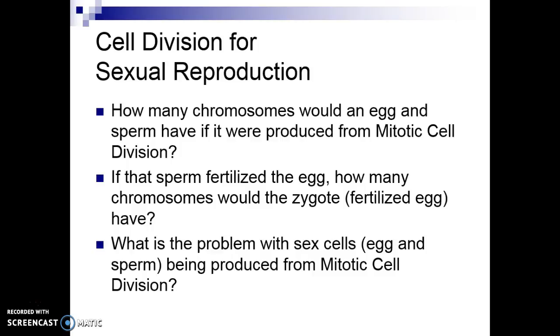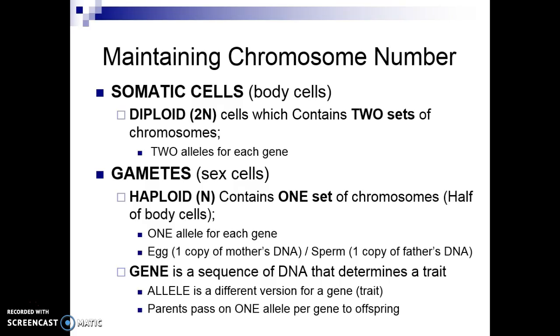So I think I've answered those questions right there. Any cell that's not a sperm or egg we call a somatic cell or a body cell. Anything that's a gamete is a sperm or an egg. So a sperm is the male gamete and an egg is the female gamete. They are haploid, meaning they have half the number of chromosomes.